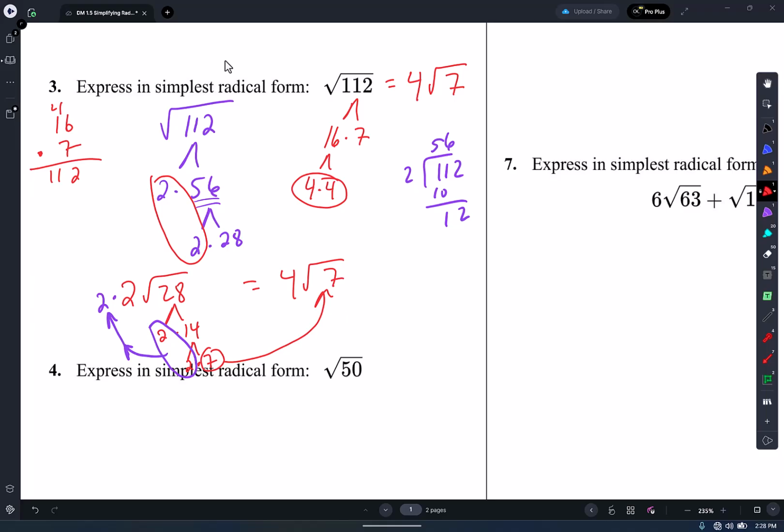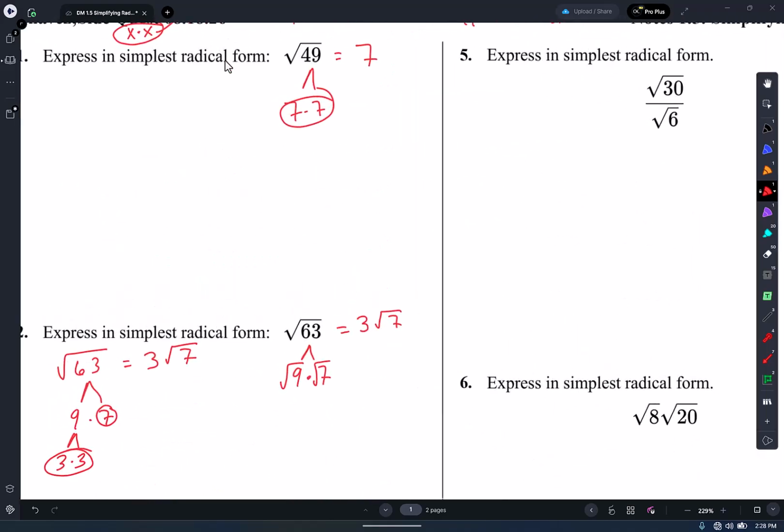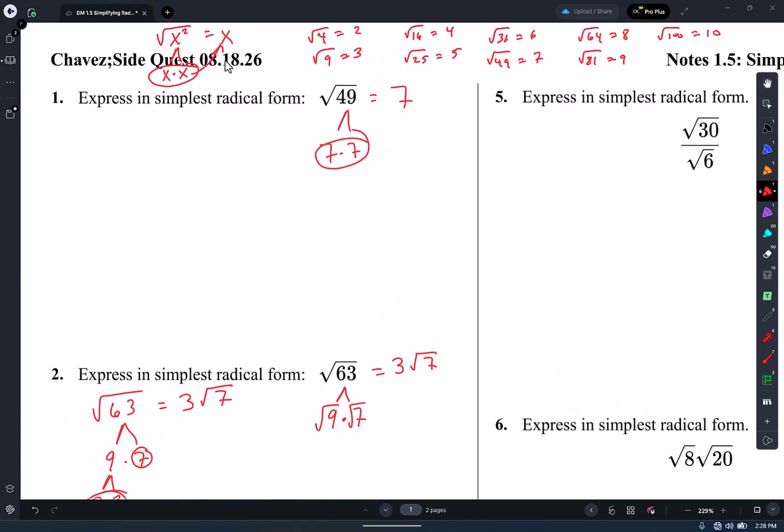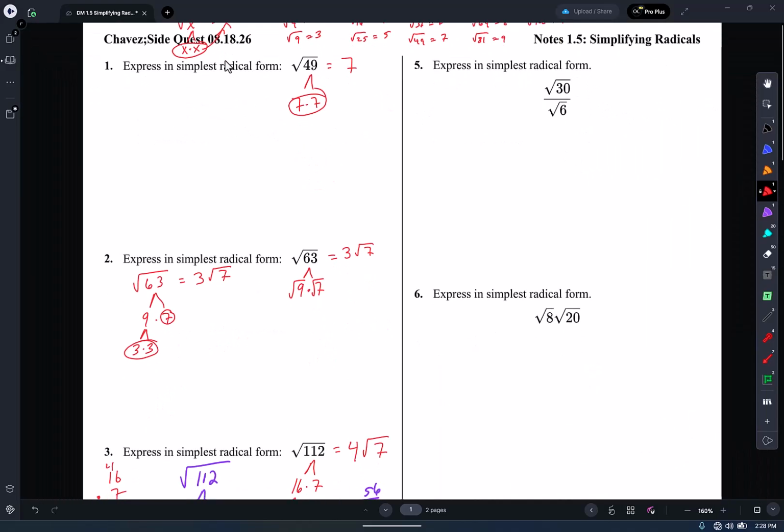Okay, Delta Math, when you do it, they're going to ask for perfect square roots. So make sure that you have this down right here. The square root of 4 is 2, the square root of 9 is 3, square root of 16 is 4, square root of 25 is 5, square root of 36 is 6, square root of 49 is 7, square root of 64 is 8, square root of 81 is 9, square root of 100 is 10. If you can get those, then you'll be fine. Are we still okay, guys?